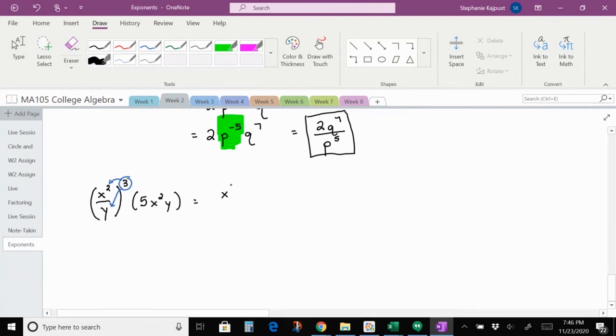So we're going to have x squared get an exponent of 3. And then that y, which doesn't have an exponent, so I'm going to write it as a 1, gets an exponent of 3. And then we have our 5x squared y. Now, when you have a fraction and then you have something that's not a fraction, it's usually helpful to write the thing not as a fraction so that you can make sure things get multiplied together correctly. So you can do that by just writing it over 1.